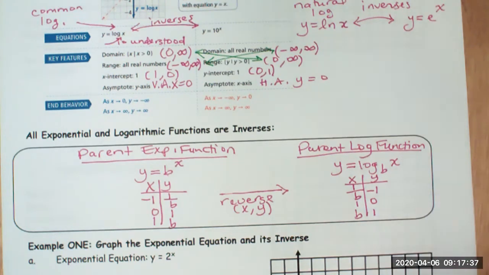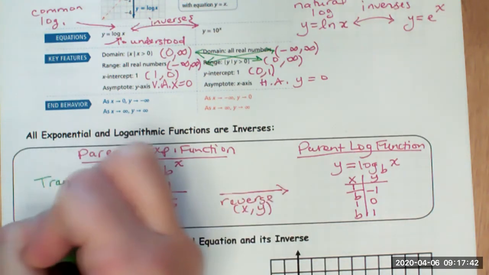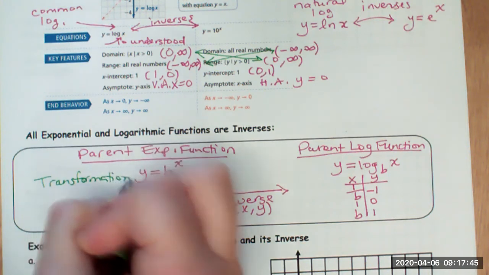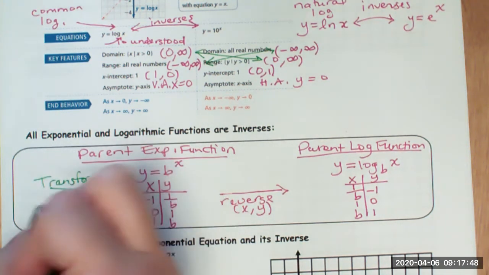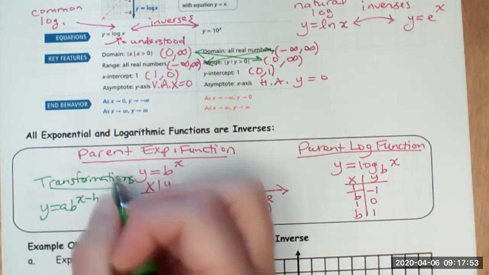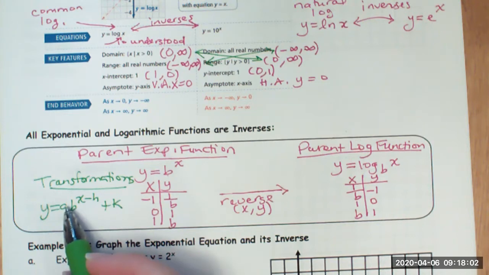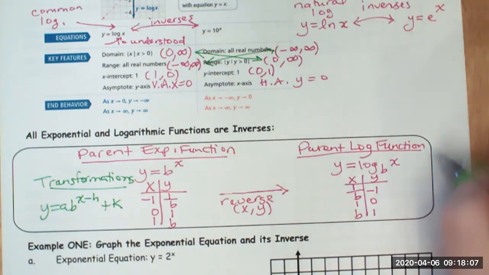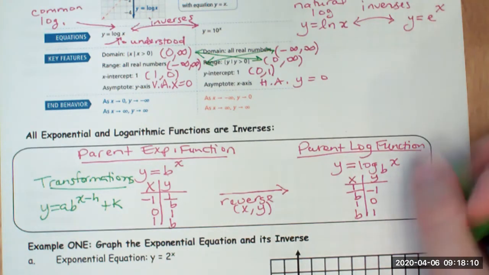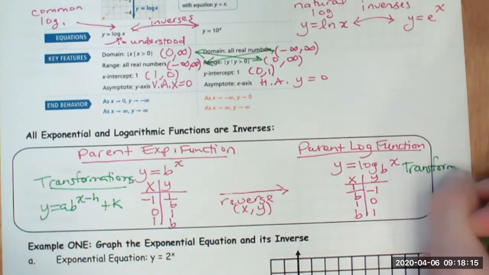Also, when we're graphing, we might recall that when we're graphing transformations of exponential functions, we use this formula, y equals a times b to the x minus h plus k. And we know that h allows us to translate left and right, k up and down, a deals with vertical stretches or shrinks, and also reflections over the x-axis. Well, of course, the same is going to be true over here for parent log functions. So I'll do the same sort of formula over here.